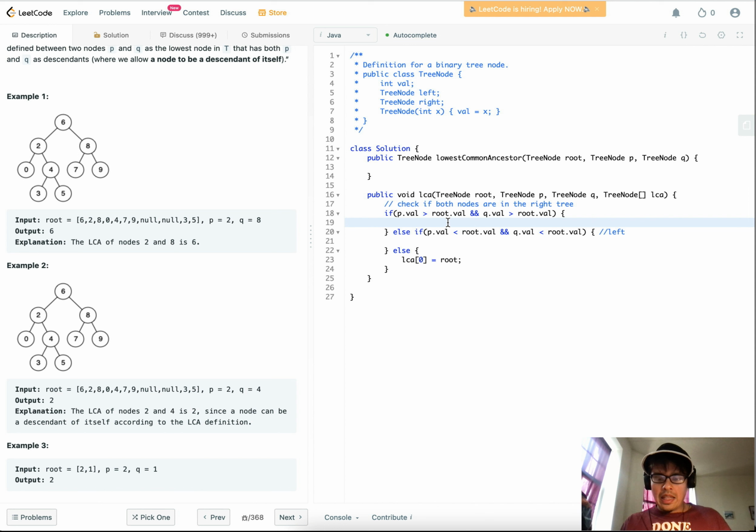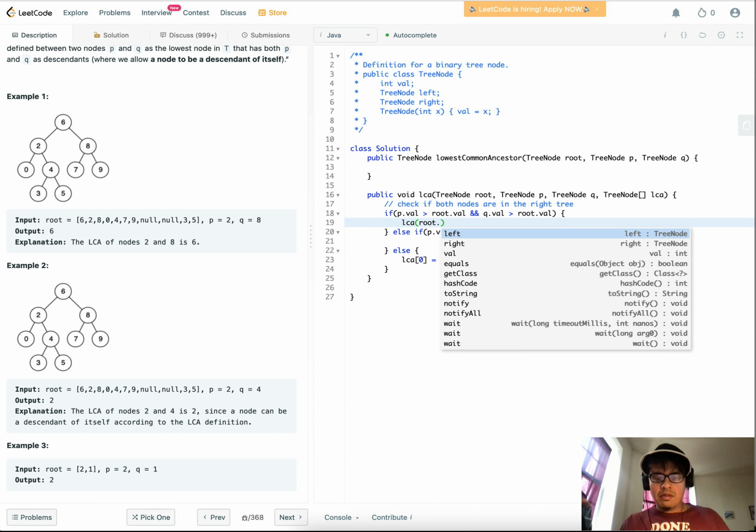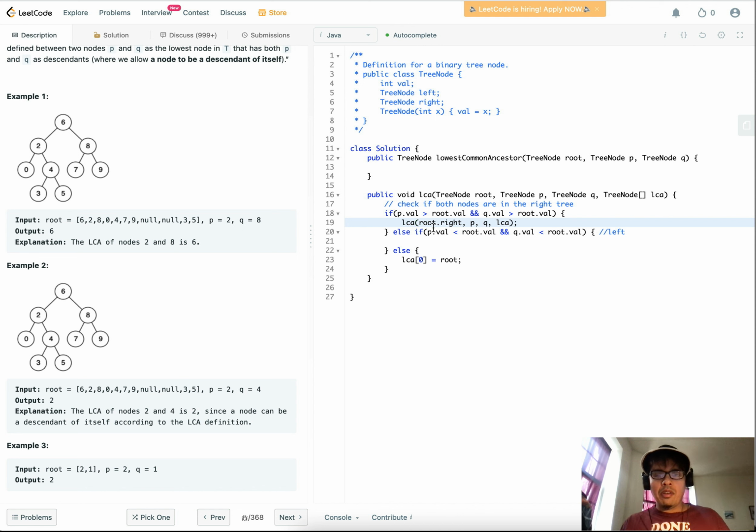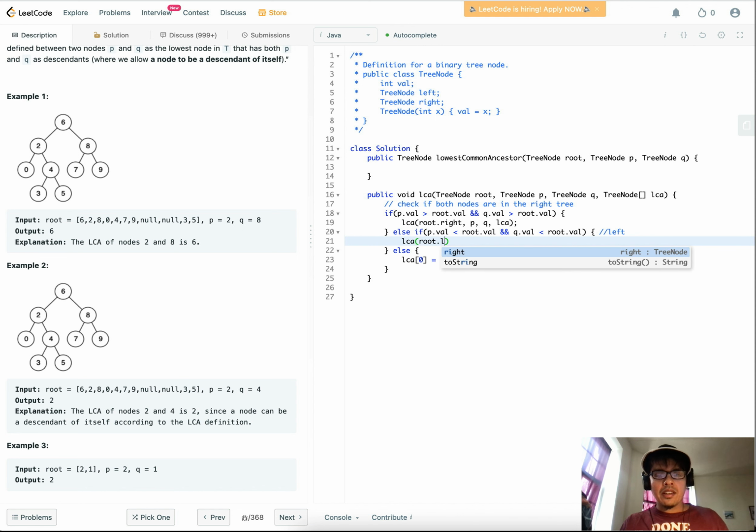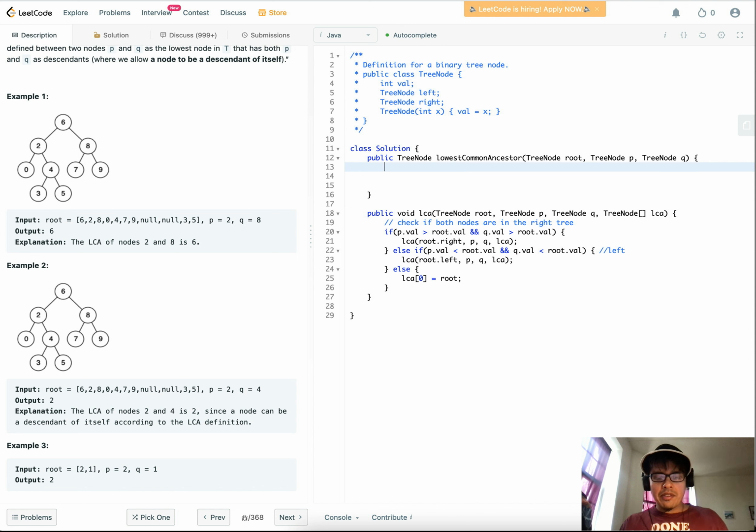So how do you recurse? So if LCA root dot right p q, so if the divergence point isn't found yet, and we're going to check the left and right subtrees, we check first if they're in the right subtree. If not, then we go to the left, and there you go. And now let's write out our main function.